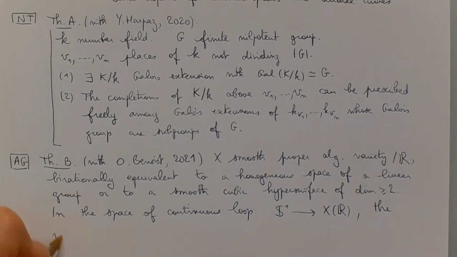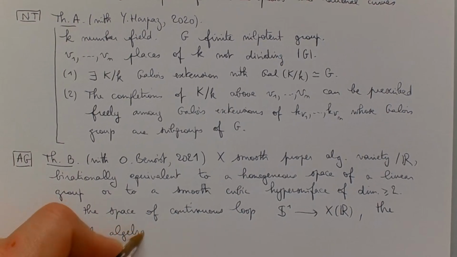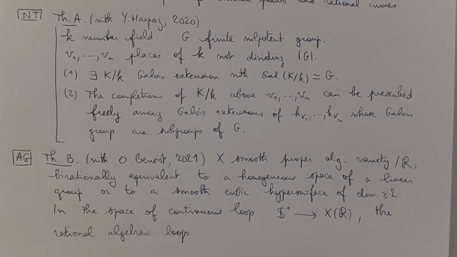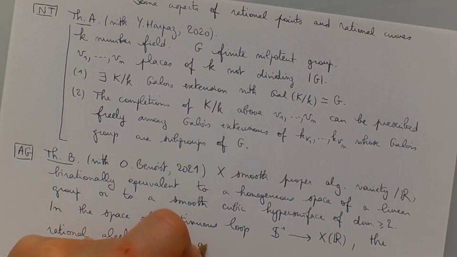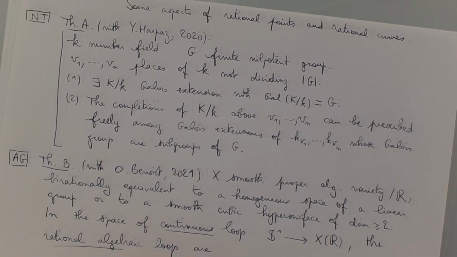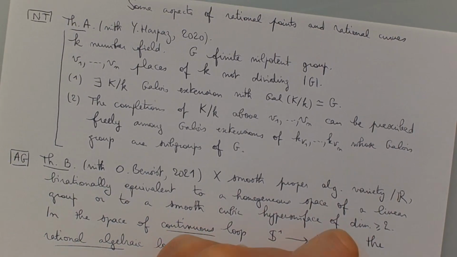So the rational algebraic loops are dense. Let me come back to this in a minute. They are dense with respect to the compact-open topology. So here, what does this mean?